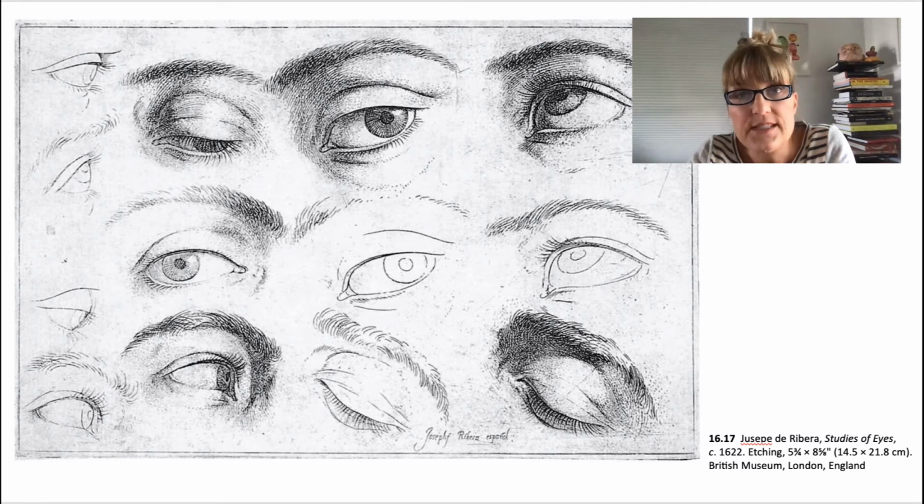So when we do studies, sometimes we'll draw the same thing over and over in different positions to kind of get to know it, to figure it out. And so that's evidence of this happening here. Studies for eyes, an etching from 1622.